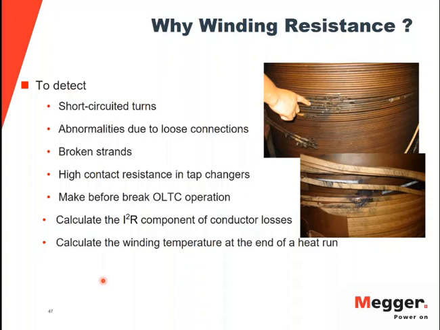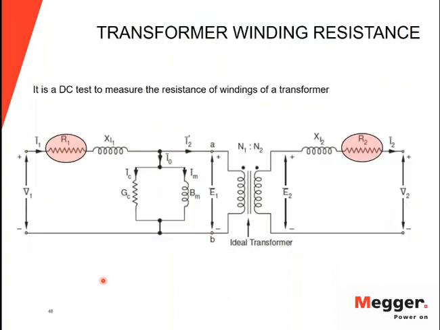And then there are some other applications of winding resistance where you can measure the I squared R losses, and you can also find out the internal winding temperature by performing this winding resistance test, and that's what we call a heat run method. So what is this test? You are trying to measure the resistance of the primary winding and the resistance of the secondary winding. It's a DC test where you apply a DC current and you measure the voltage drop across the winding, and the ratio of your voltage to current gives you the resistance of the winding.